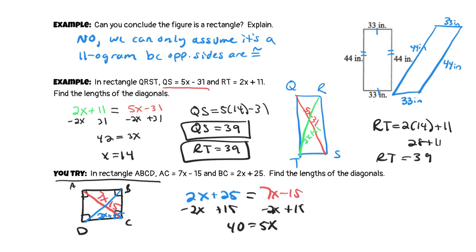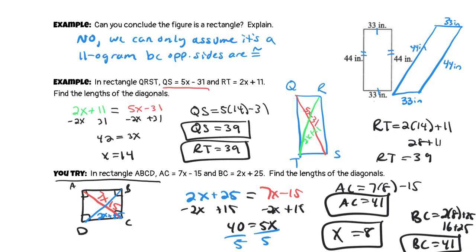So moving your like terms to the same side, you should have 40 equals 5x, and then when you divide by 5, you get x to equal 8. So once you know x is 8, plug it in. All right, so 7 times 8 is 56, minus 15 is 41, and then 2 times 8 is 16, plus 25 is 41. So we get BC is 41 and AC is 41.